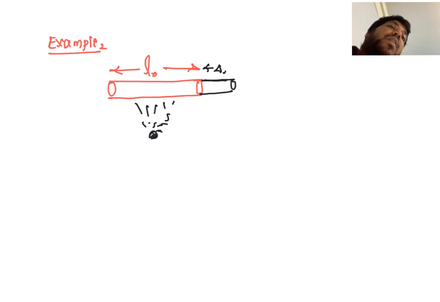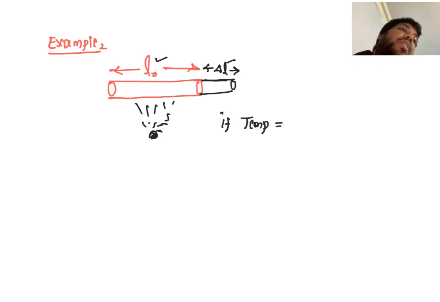So what does it mean? Suppose if the temperature is at room temperature, then the length of the metal rod is L0. Suppose if we increase the temperature above the room temperature, then delta L also is going to increase. This means that if temperature is equal to room temperature, then the length of the metal rod is equal to L0. That means the total length of the metal rod is equal to L0.